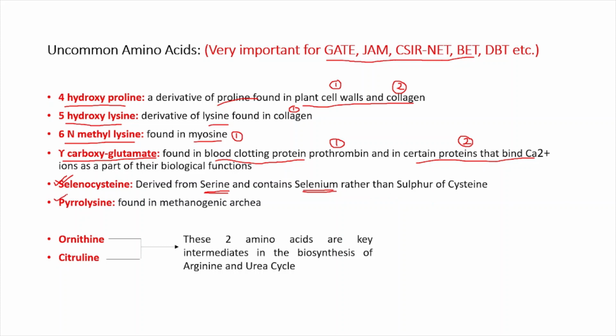Another amino acid we have is pyrrolysine. It is found in certain methanogenic archaebacteria. There are two more uncommon amino acids: number one is ornithine and number two is citrulline. These two amino acids are mostly found in the urea cycle and in the biosynthesis of arginine.